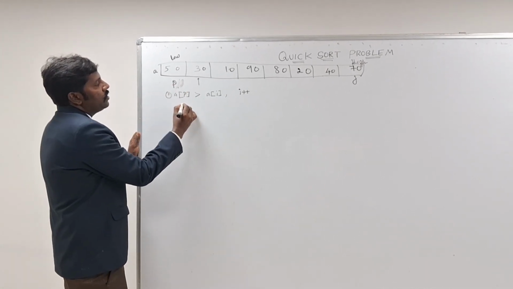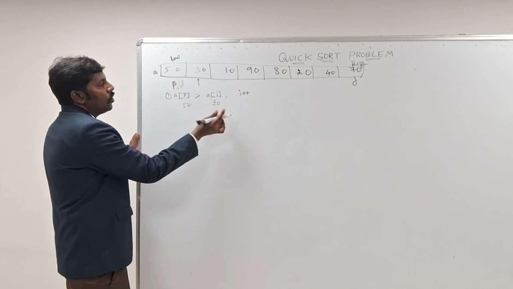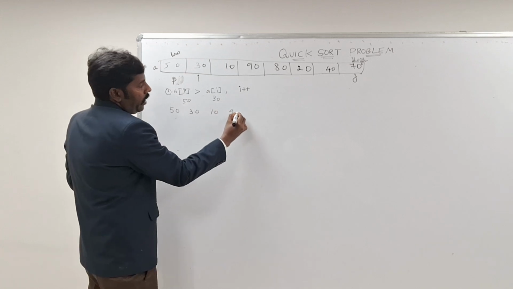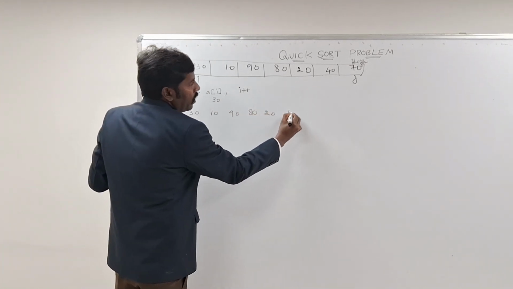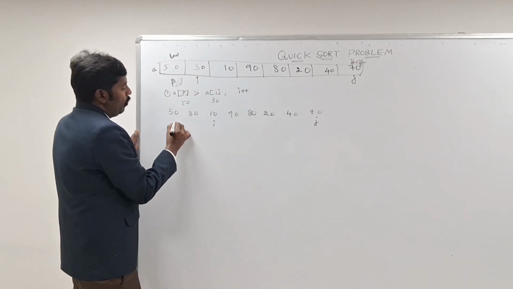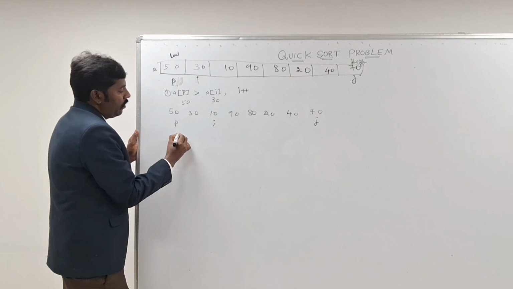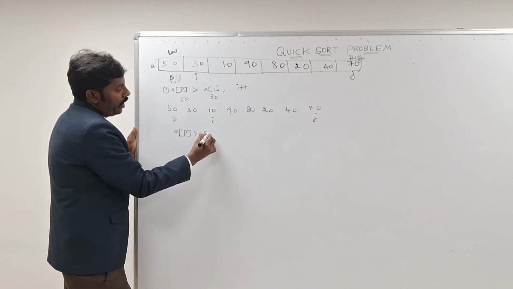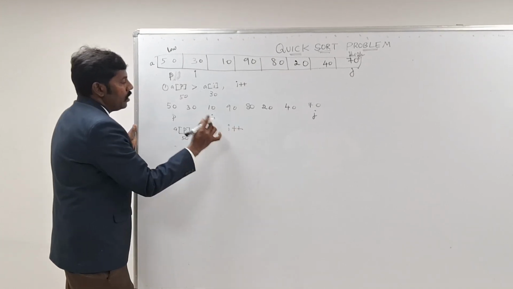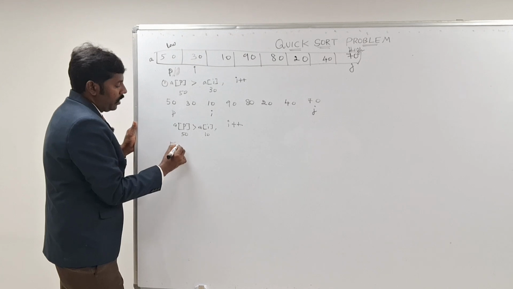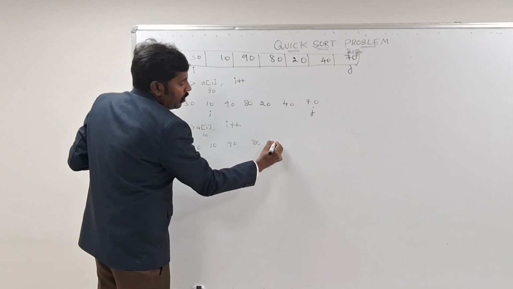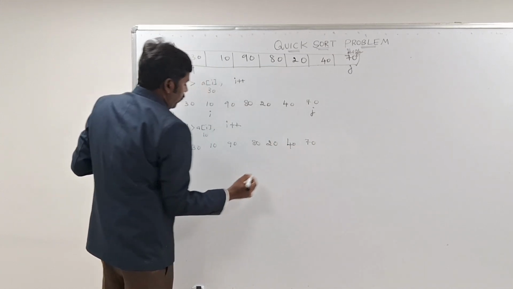So here the P value is 50 and the I value is 30, the condition is true, so I moves to 10. The array is 50, 30, 10, 90, 80, 20, 40, then 70. 70 is J. Now I is 10, pivot is 50. Again check the condition, A of P greater than A of I, 50 and 10, the condition is true, I increments by 1. Now I moves to 90. Again write the array: 50, 30, 10, 90, 80, 20, 40, then 70.